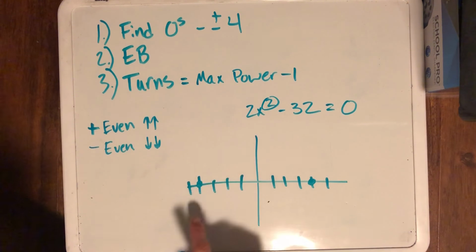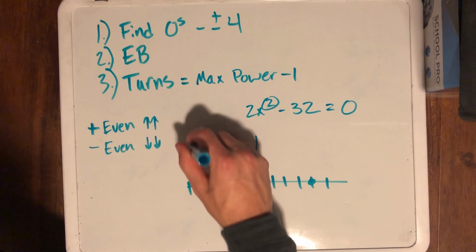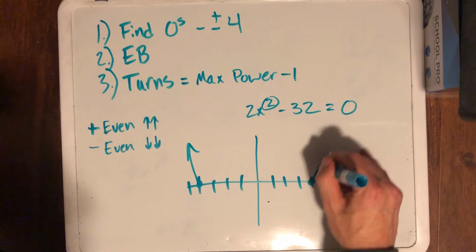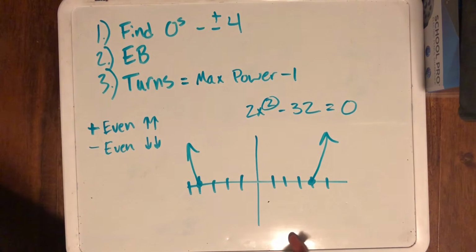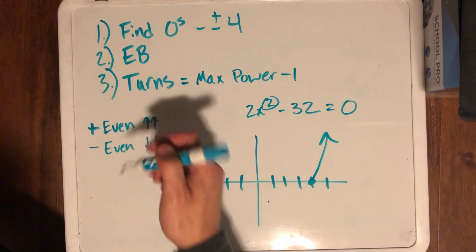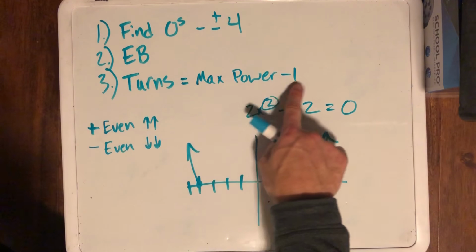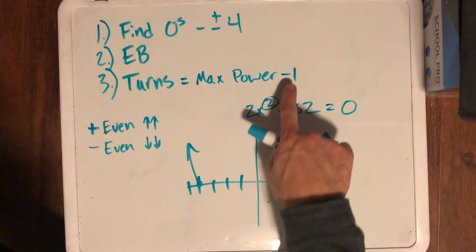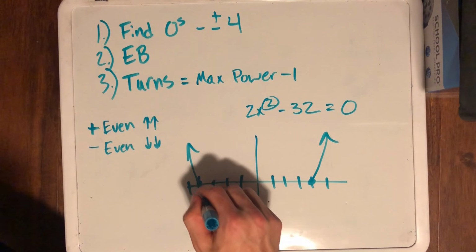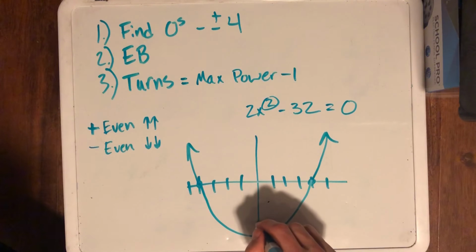So again, I know that from our farthest left 0, I can draw an up arrow, and from our farthest right 0, I can draw an up arrow. And then also similar to our last one, the number of turns that we can have is our max power minus 1. Our max power is 2, minus 1 is 1. So I know that somewhere down here there has to be this one turn.